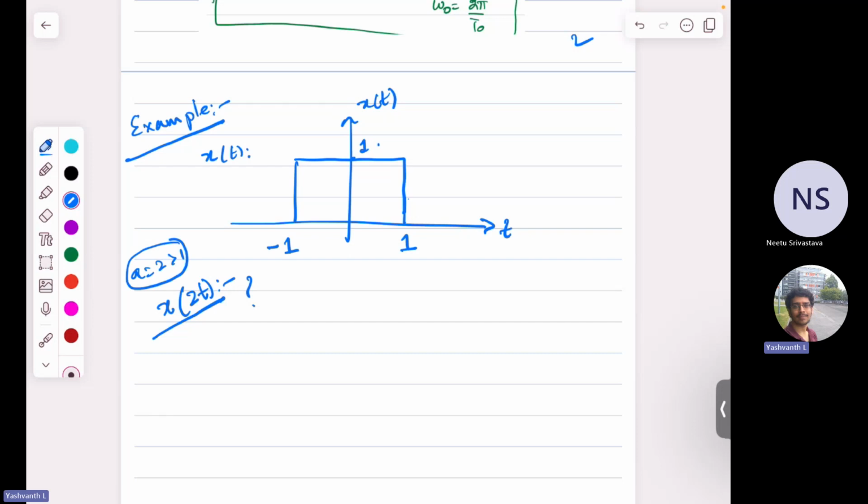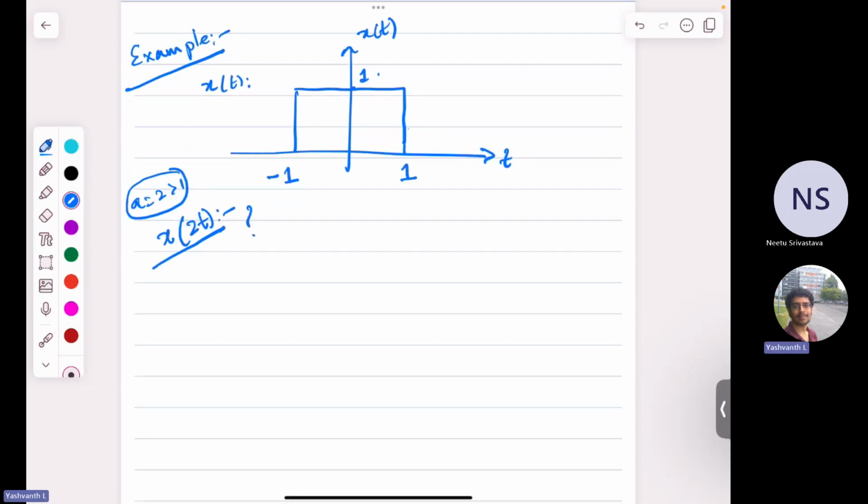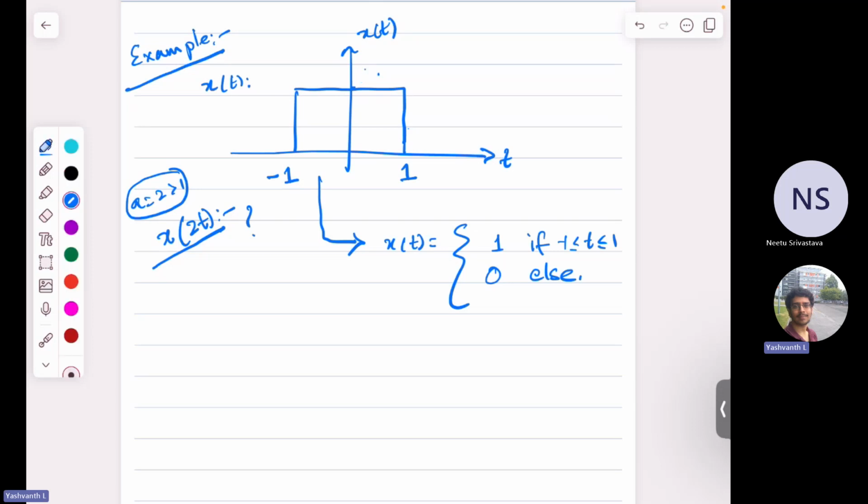So now what I want you to understand is, first let me write x of t mathematically. So x of t is nothing but 1 if t is between 1 and minus 1, 0 else. Okay, this is basically your mathematical characterization. Maybe I'll make the amplitude 2 so you do not get confused. So this is 2 if t is between minus 1 and plus 1, else the value takes 0. Let's say for example x of t is this. Now I want to say what is x of 2t.